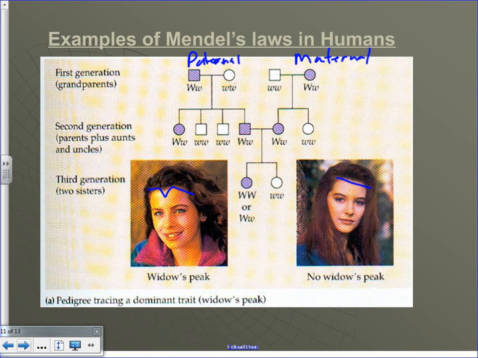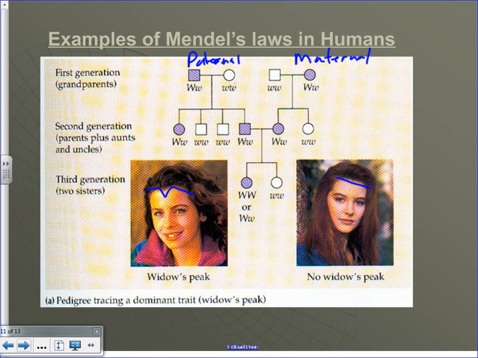All right, so the grandparents produced four children on the dad's side. Grandpa had a widow's peak. Grandma was straight. Now for their offspring, they got 50-50. They would have to, because one of them is a heterozygote and one of them is homozygous recessive. Now, if they'd had five kids, it wouldn't have been 50-50 because it's not an even number, but you get the idea here. They got a 50-50 chance.